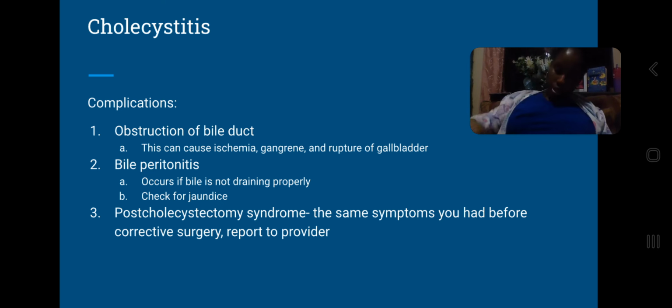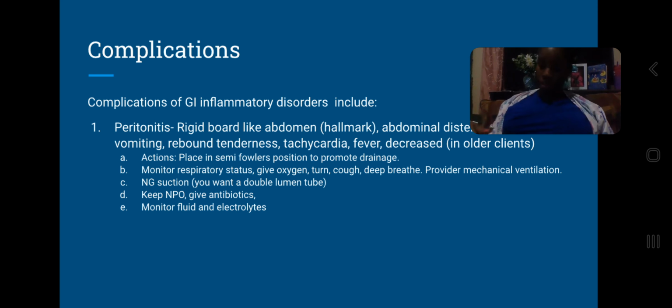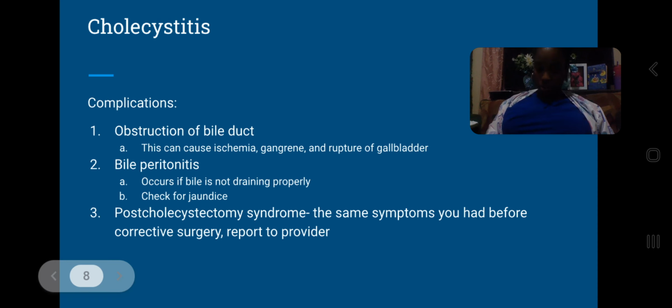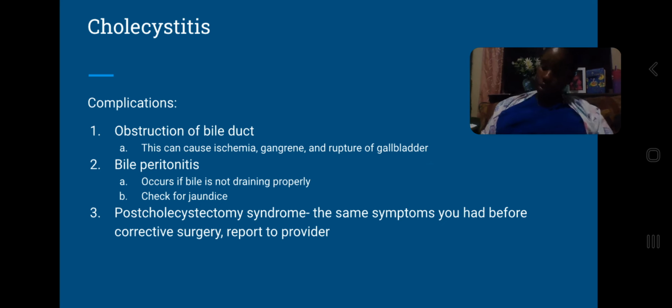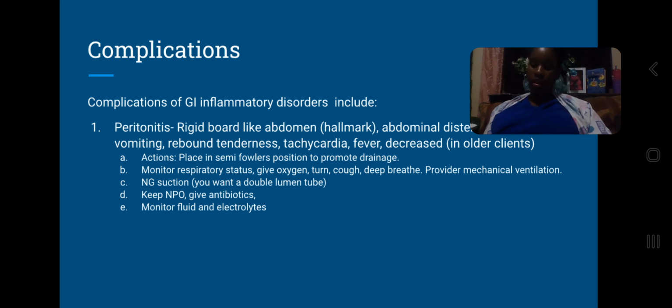Talk about rebound tenderness: it hurts, and tachycardia, because when you're having pain, your systemic system is going to be up. So heart rate and blood pressure are high, and there's a fever because there's inflammation. Okay, it's decreased in older adults having peritonitis. Older adults might be taking immunosuppressants, so if you're looking for peritonitis in older adults, they might not have a high fever.